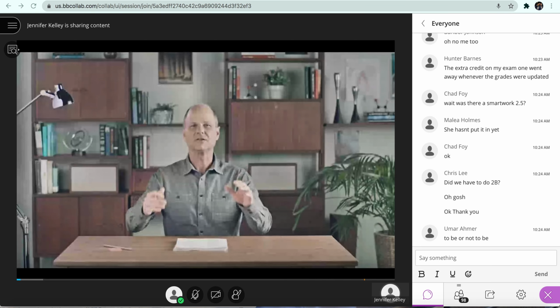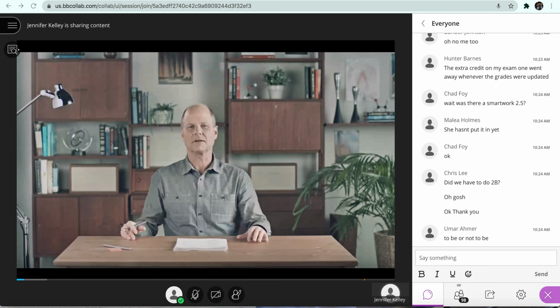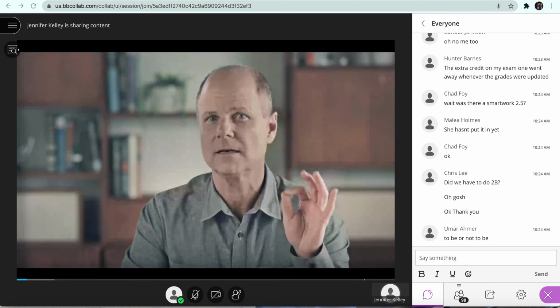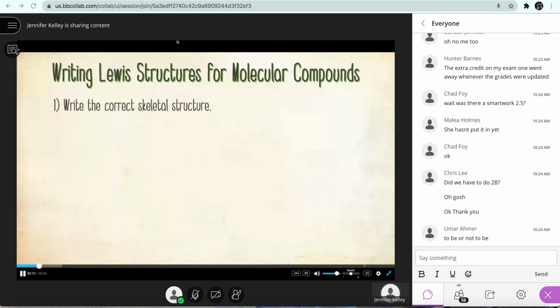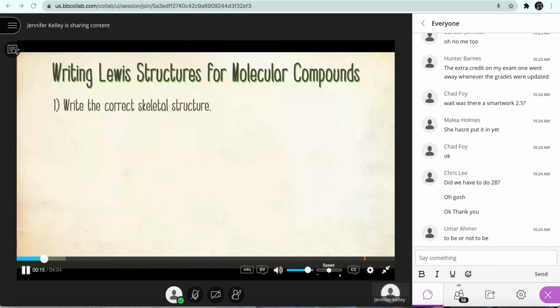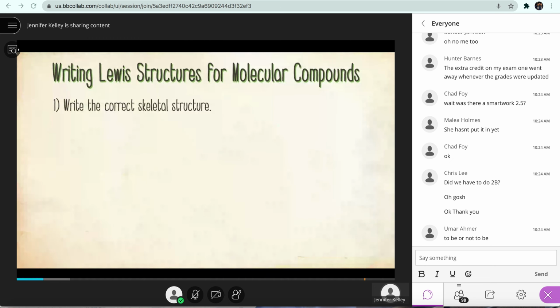Hello. In this video, you'll learn how to write Lewis structures for molecular compounds. The first step in writing the Lewis structure is to write the correct skeletal structure for the molecule. When you write the skeletal structure, you have to put the atoms in the right positions. For example, if you're writing a Lewis structure for water, you put the oxygen in the middle of the two hydrogen atoms, because this is how the atoms actually bond together in nature. You could not write the correct Lewis structure if you put the hydrogen atoms next to each other.